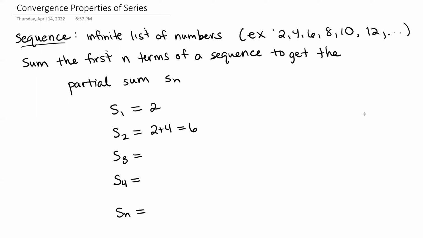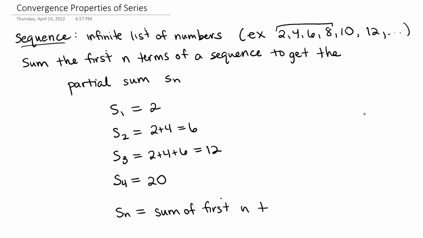S3 we get by adding the first 3 terms of the sequence. So we've got 2 plus 4 plus 6, or 12. And we can keep going. We can get S4 by adding up 2, 4, 6, 8, and we'll get 20. And so we could just keep going like this. So Sn is equal to the sum of the first n terms of the sequence.